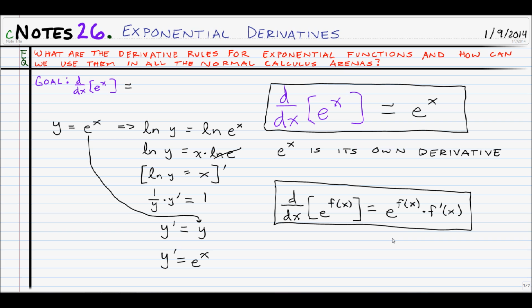So e to the x is pretty darn special. Its derivative is itself, or even when it's not just e to the x, when it's e to the f of x, itself shows up again in the actual derivative. So kind of cool. With that said, we want to be able to use e to the x in all the normal contexts that we would any other kind of function, like ln or power functions. So let's take a look at a couple problems that use this rule. It's not a difficult rule to get used to. It's just a little weird when you start that it's kind of repetitive. So let's look at that.